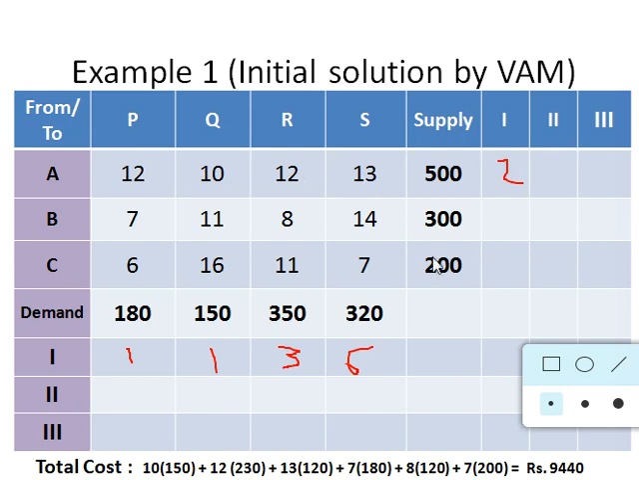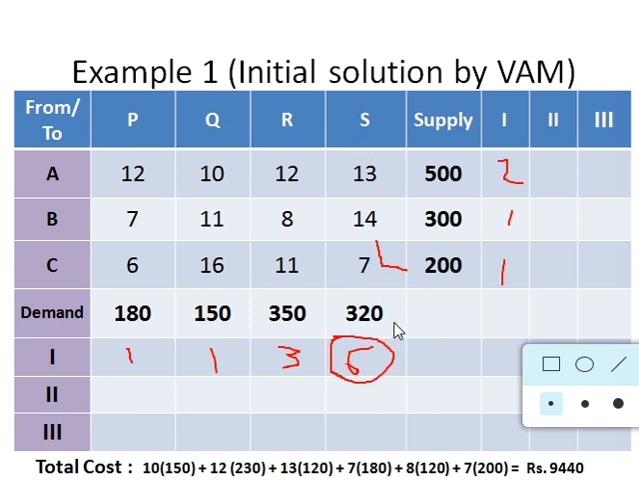Sorry for the handwriting. Here the two minimum values 7 and 8, difference 1. Here 6 and 7, difference is 1. Now out of all these differences we have calculated, the maximum value we have found here is 6. So we are going to allocate in this column, which has a minimum value. Minimum value is 7, so we'll allocate it over here.